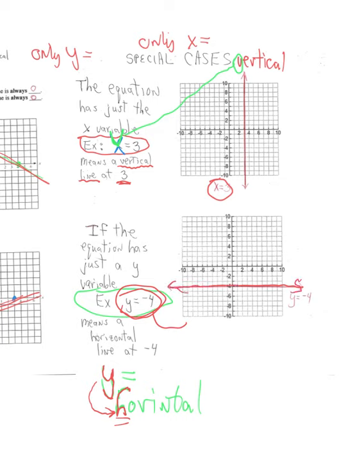So watch, when you see y equals, draw a horizontal line at that point. When you see x equals, draw a vertical line.